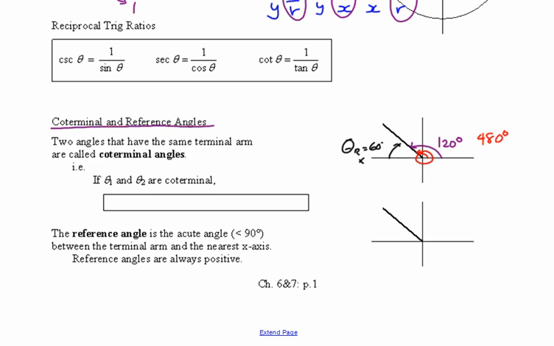Okay, so coterminal angles, how do we get them? If we want a coterminal angle, we take our angle in standard position, and we can add 2 pi to it or subtract 2 pi. So add 2 pi n, where n is an element of the integers.